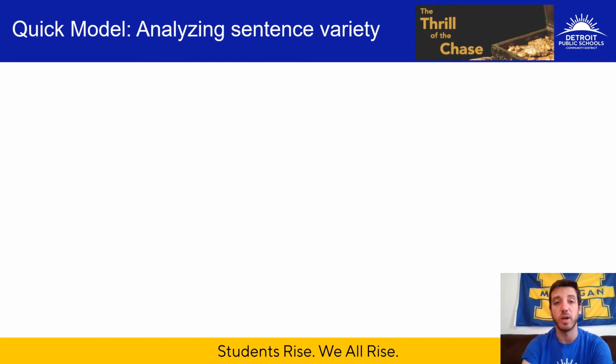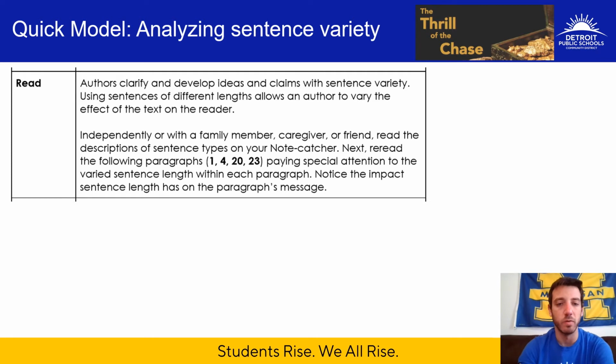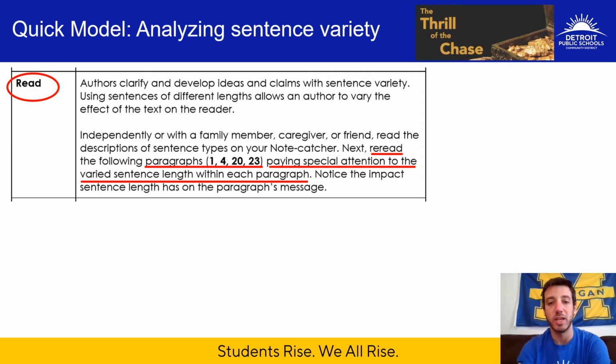So today's model is around analyzing the sentence variety. And before jumping right into the model, I wanted to go over the actual directions of what you have to do with analyzing the sentence variety, because there's a lot to it. And the model today is only going to focus on one specific part, so I didn't want us to get confused. So the read section tells you that you have to reread paragraphs 1, 4, 20, and 23, and you have to pay special attention to the varied sentence length within each paragraph.